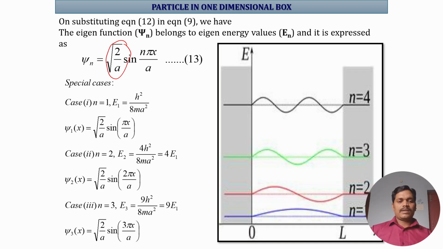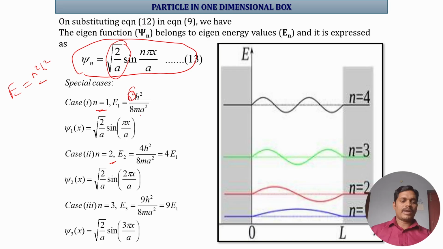And in this also we can discuss special cases. If n equal to 1, the equation is E = n²h²/8ma²; instead of n, we can substitute 1. So h²/8ma², similarly for 2, for 3. And this is the eigenfunction equation. The same way, the eigenvalue equation is E is equal to n²h²/8ma². This is what you have to understand.